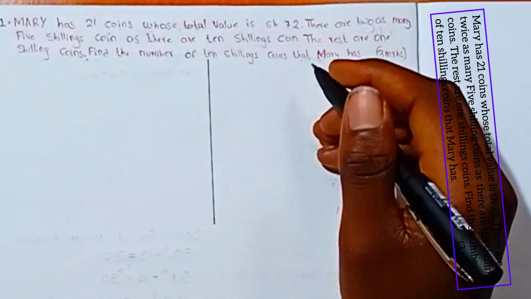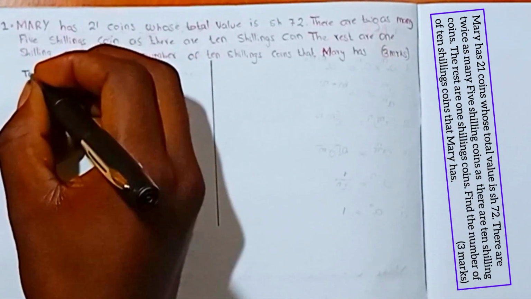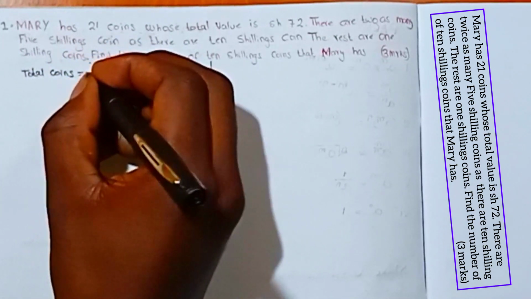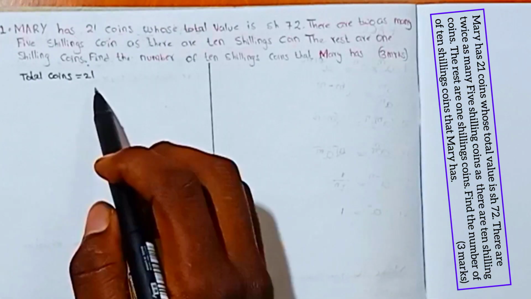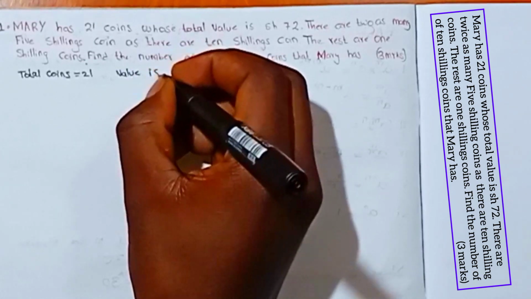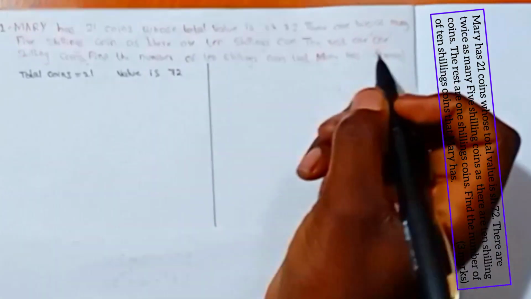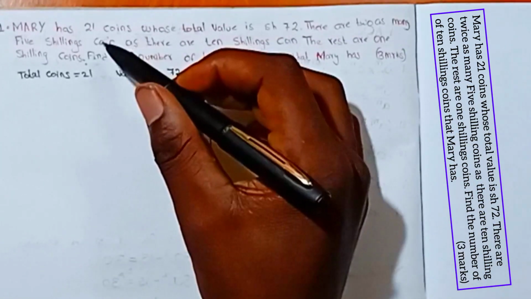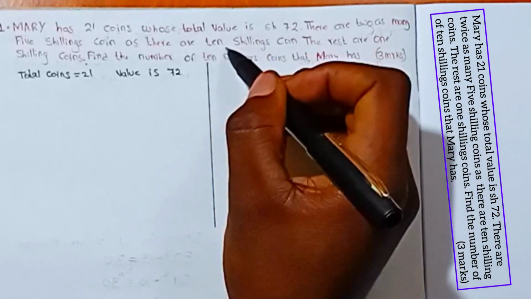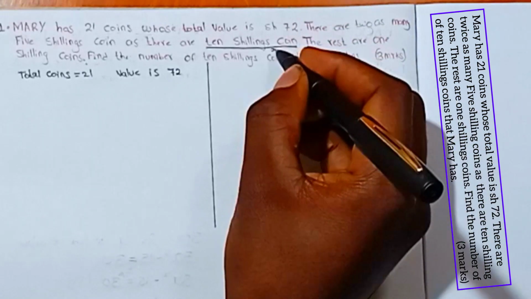So let's start by writing here what we have. Mary has 21 coins. The total number of coins is 21, whose value is 72. There are twice as many 5 shilling coins as there are 10 shilling coins. So let us give the 10 shilling coins to be x.